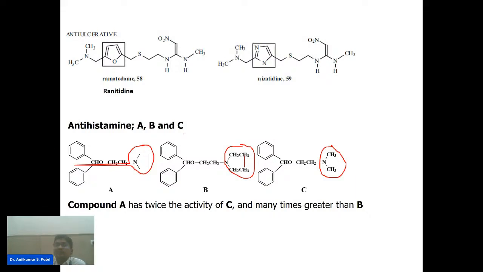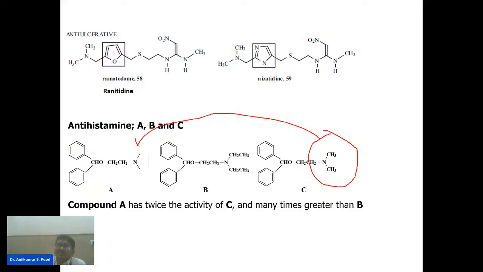So this approach can be useful for lead modification. If we find a lead compound containing this type of group, then we can alter this group to this type of group. This is called ring-chain transformation, and it may help to improve biological activity. Here is an example of antihistamine activity.